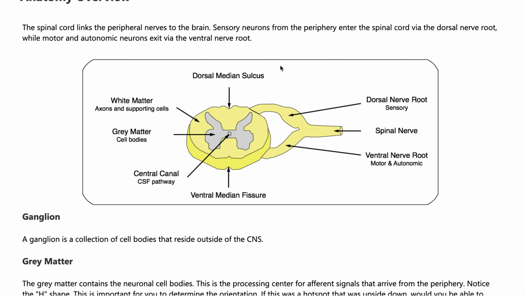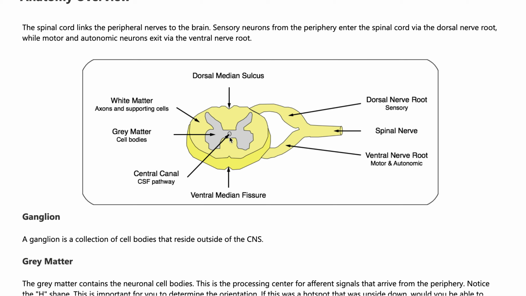On the posterior side, you have the dorsal median sulcus, which is a type of cleft that's in the middle of the posterior aspect of the cord. And then you have the ventral median fissure, which is a similar cleft on the anterior aspect of the cord. The yellow represents white matter, which is axons and supporting cells, and the horns are illustrated in gray because these are actually the gray matter, which consists of cell bodies.